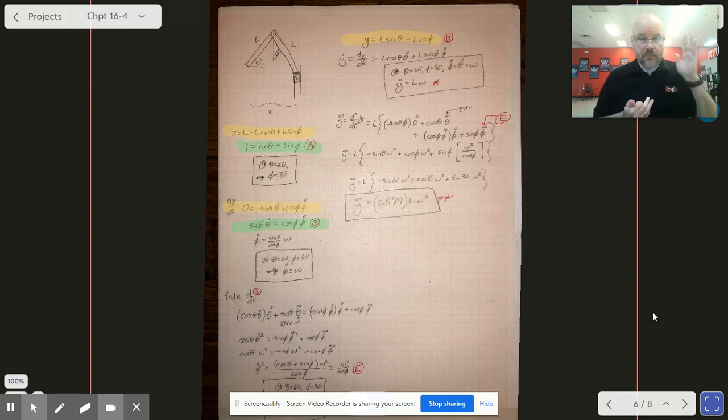Continuing with our horizontal information, we take the next derivative. The next derivative gets us down to this mess here. Oh, I want to use a different color.